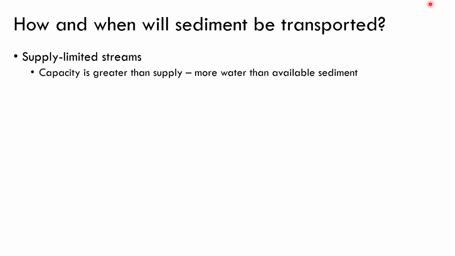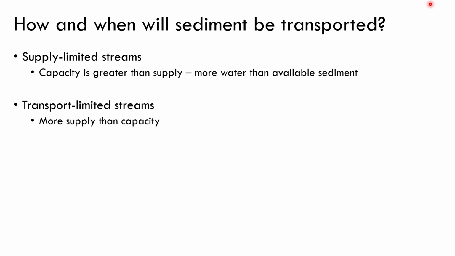This can happen in a lot of different situations. It can happen a lot in bedrock streams, or streams that flow through bedrock canyons. There's a lot of water, but not a lot of available sediment. And so when we talk about these streams, generally we consider them supply limited, in that they could be transporting a lot more sediment, but there's just not that much sediment being supplied to the stream.